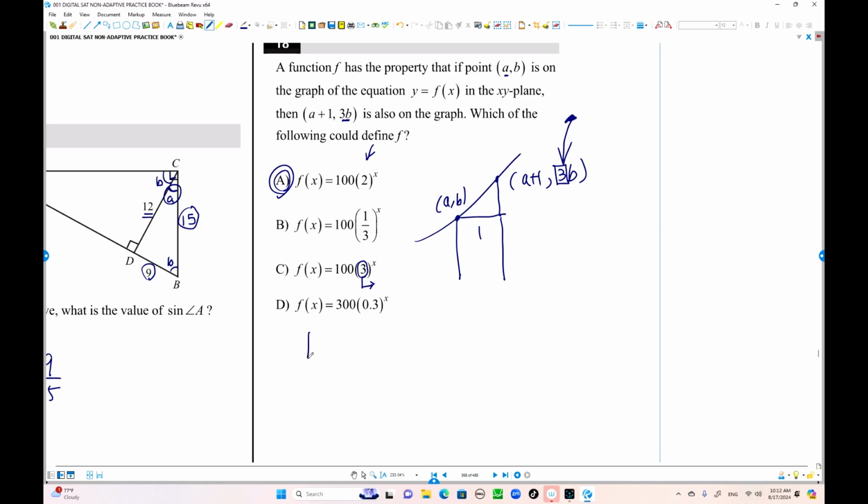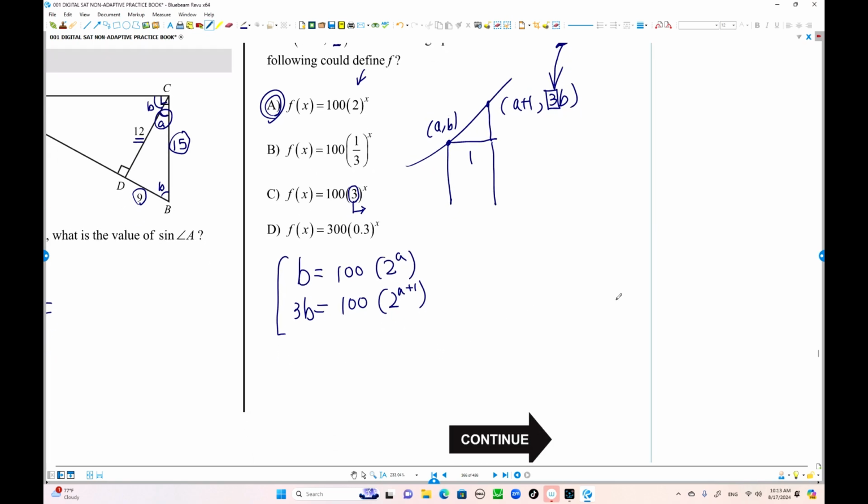When x is A, y is B. So B is 100 times 2 to the A. The next one: when x is A plus 1, 100 times 2 to the A plus 1, but this time it is 3B over here. You should satisfy both of these, because they are both on the same graph. This one equals how much? 3B equals 100 times 2 to the A times another 2, 2 to the 1. When you divide by 3, B equals 100 times 2 to the A times 2 thirds again. They are not equal. You can check it this way.